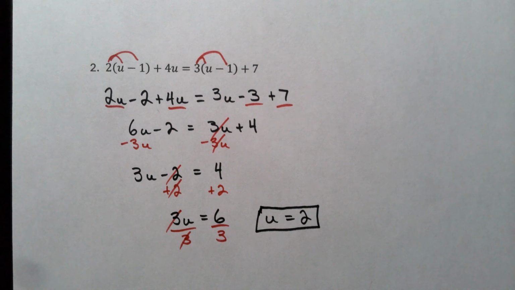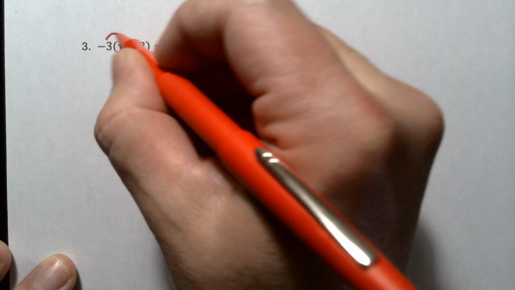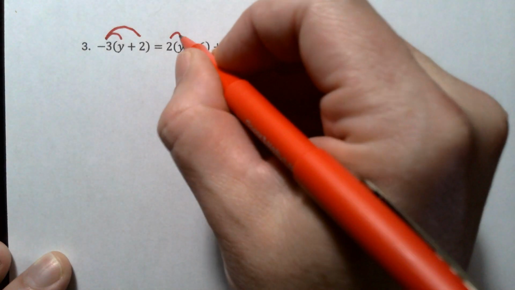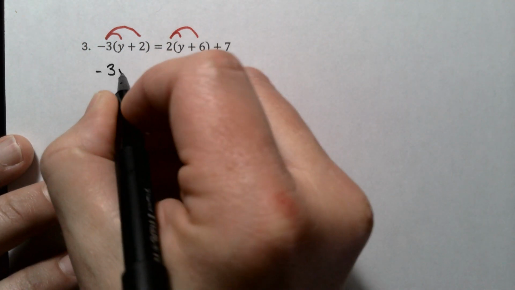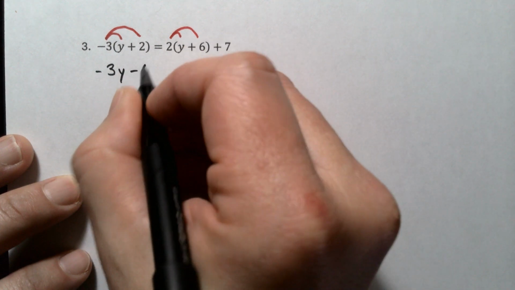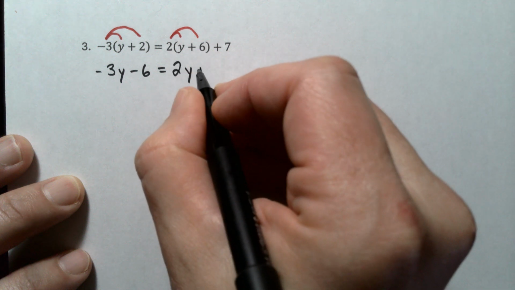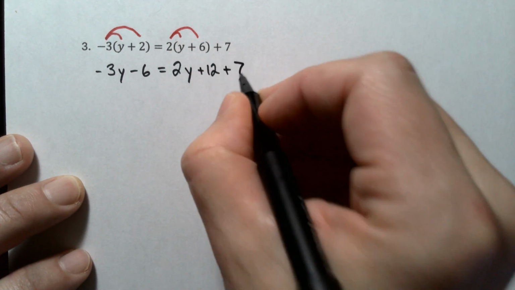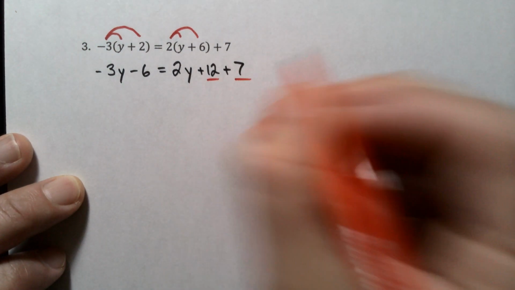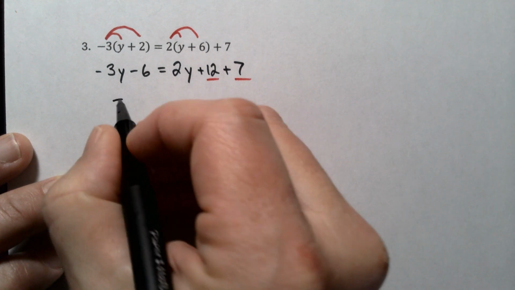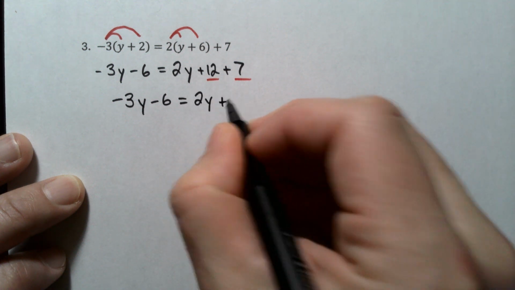Okay, let's take a look at a couple more. Okay, here we got some distribution again. The negative 3 needs to be distributed to that parentheses, and the 2 needs to be distributed to that parentheses. So negative 3 times y is negative 3y. Negative 3 times 2 is negative 6. 2 times y is 2y, and 2 times 6 is 12. And then there's the plus 7. All right, let's combine some terms here. We've got the 12 and the 7 over there that can be combined to make 19. So negative 3y minus 6 equals 2y plus 19.